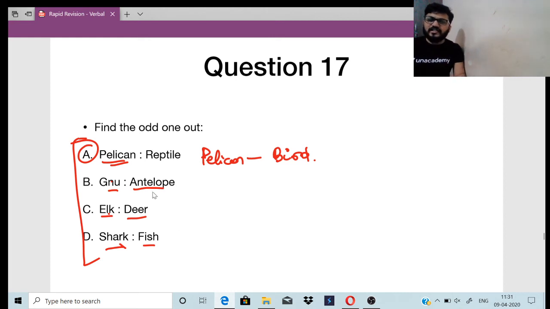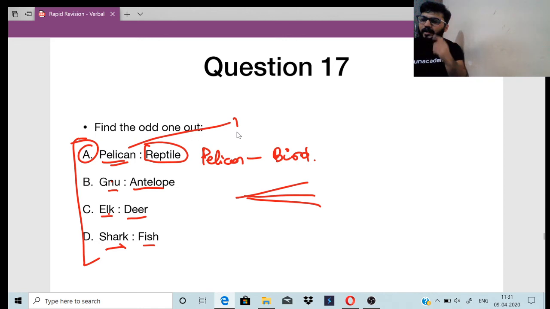Gnu is a type of antelope. There are many types of antelopes, and gnu is one of them. But pelican is not a reptile. Pelican is a duck shape. So, long beak wala hota hai. This long beak will be there for a pelican. It is basically a type of duck. So, pelican is a type of bird. It is not a type of reptile. So, option A is the odd one.